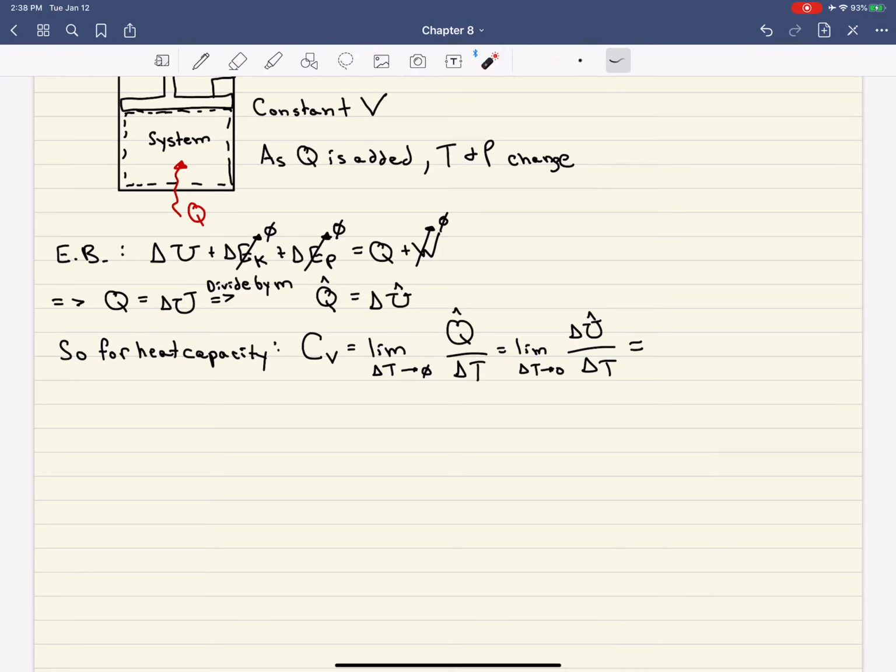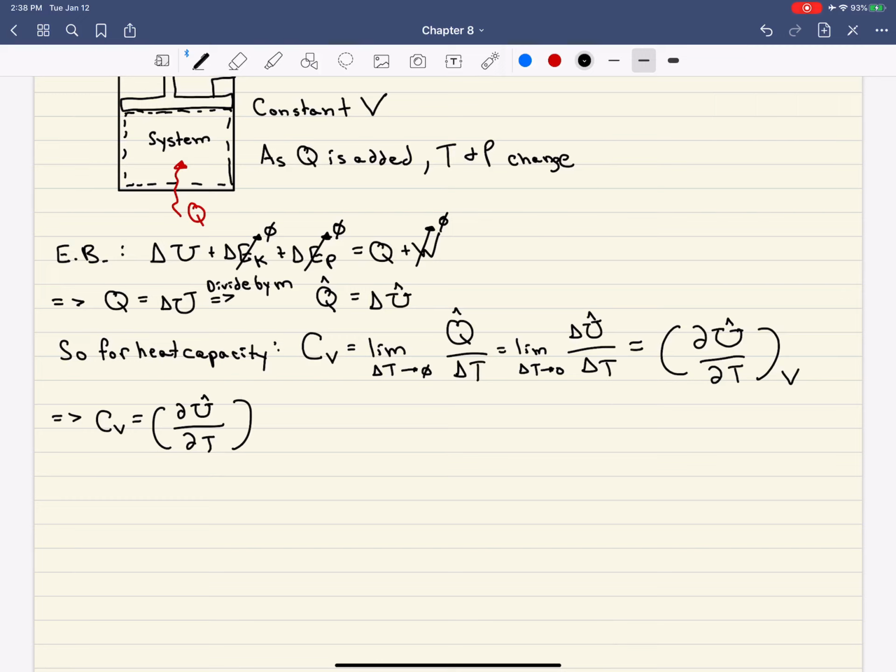And since we're taking the limit here, this is the definition of a derivative, right? And so what this means is that our constant volume heat capacity is the partial derivative of the internal energy with respect to temperature at a constant volume. Right? And so just to be a little bit more explicit, CV is directly equal to this at constant V. I guess I should say this is a specific volume since we divide it by mass.